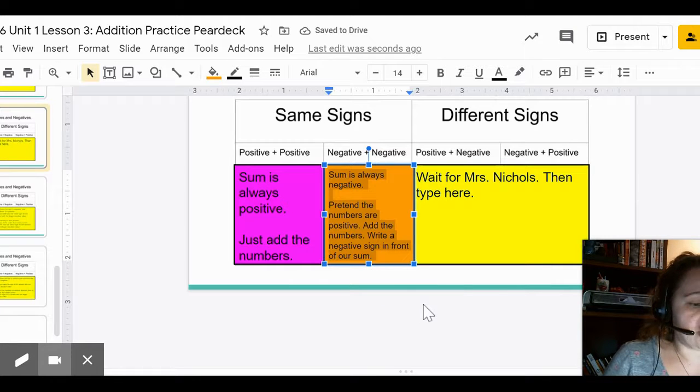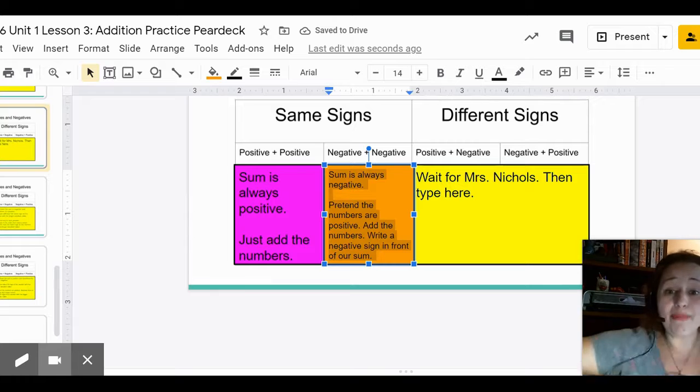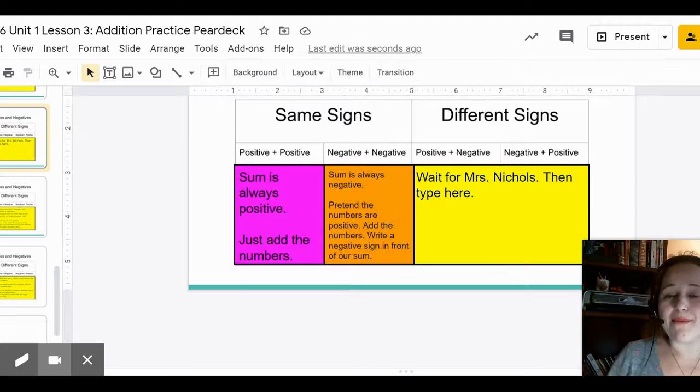If I was going to describe what was happening in proper math terms, what I might say is add the absolute values of both of the numbers and then make your sum negative, right? Negate the sum of the absolute values of the numbers. But that's a fancy way of describing it.